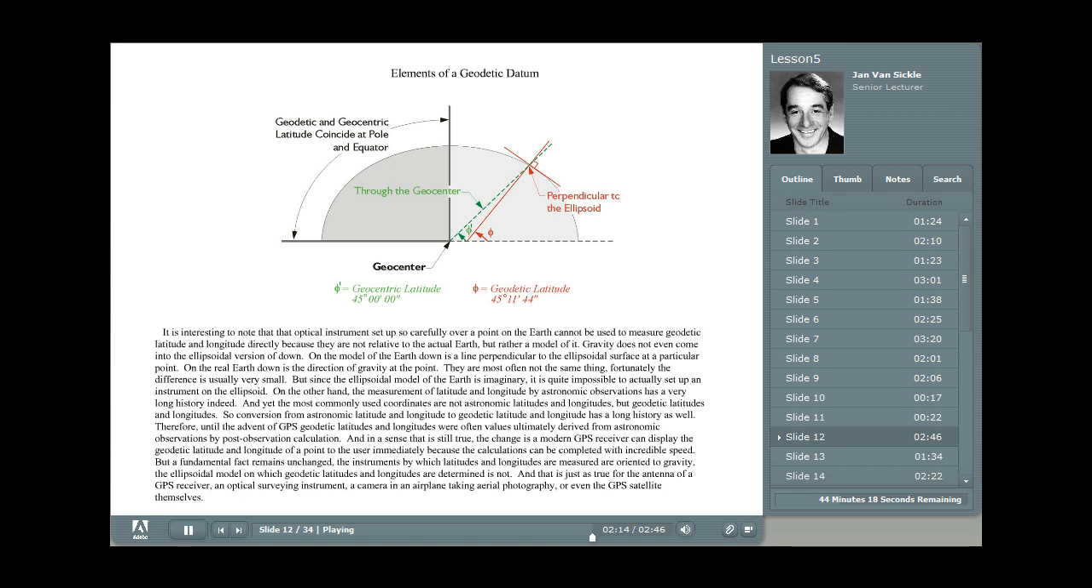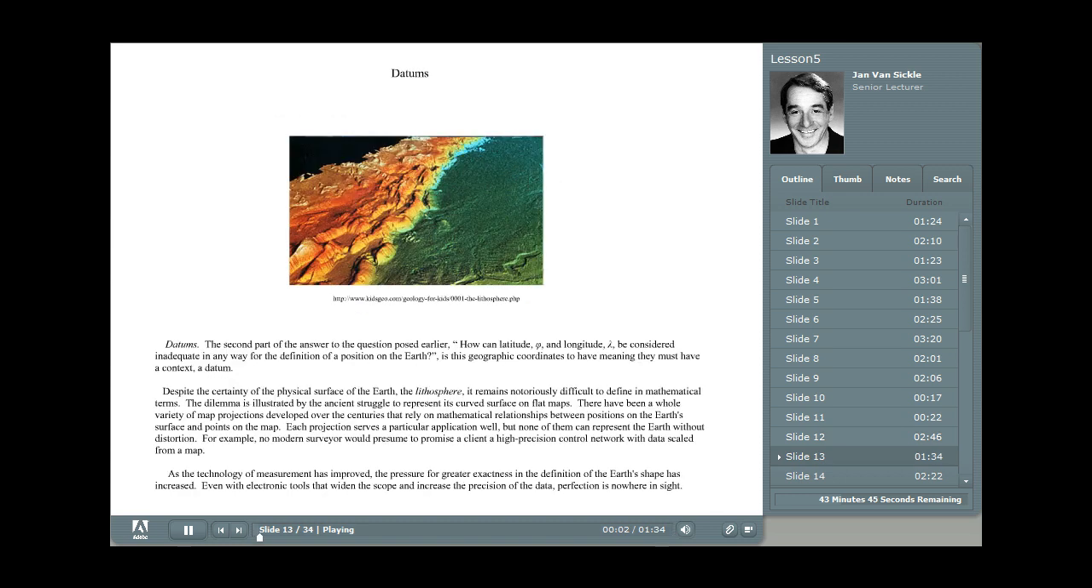So the whole point really of these few slides has been to illustrate that latitude and longitude are dependent upon the datum on which they are measured. That is really the fundamental and most important point to carry away. The secondary point is that when we speak of latitude and longitude, we almost always mean geodetic latitude and longitude based upon an ellipsoidal model of the Earth.